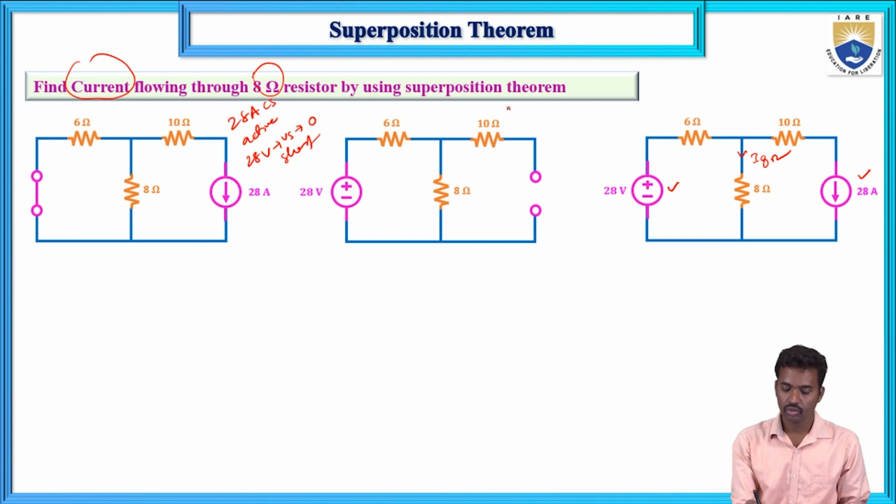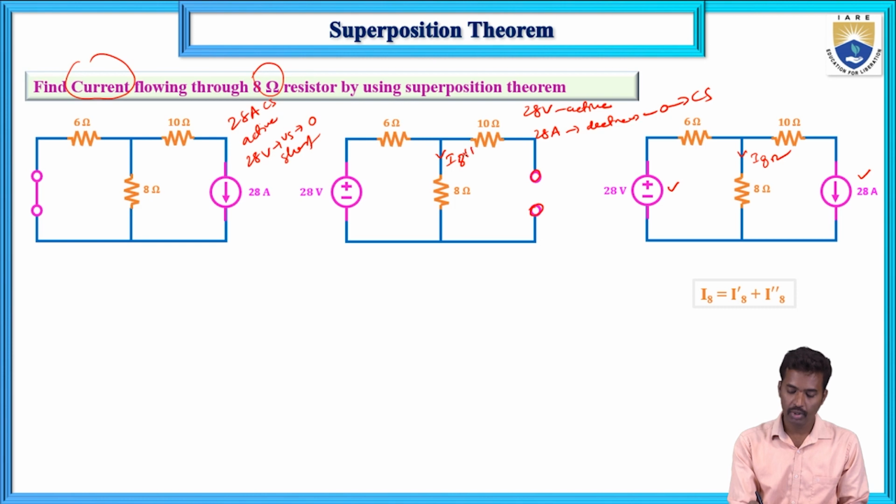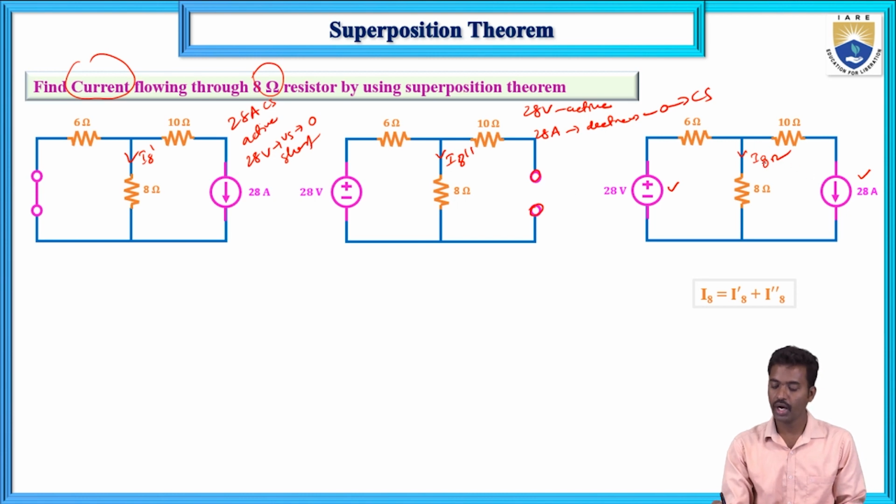And second case, 28 volts are active and 28 amps are deactive, the current source is deactive. So this one is 0, this means it is replaced by open circuit. Now here, this is I8 double dash, this is I8 dash. I dash plus I double dash equals I8.